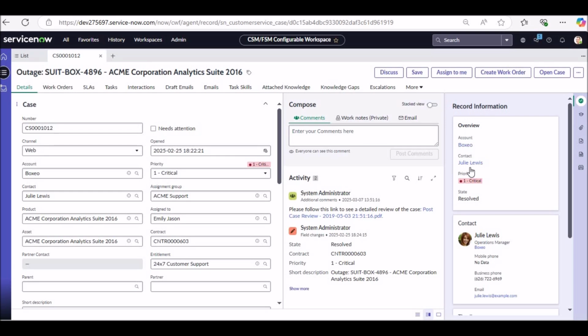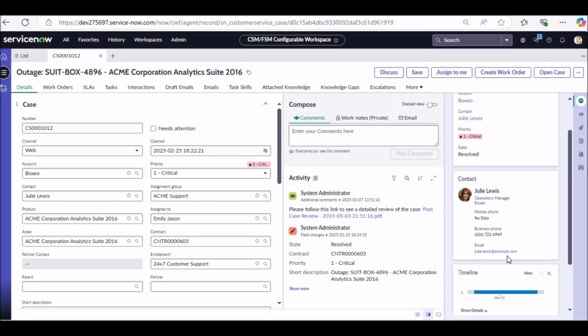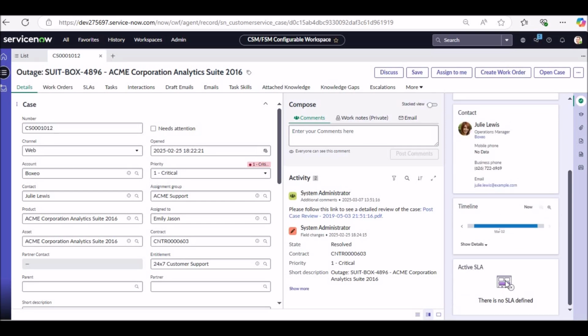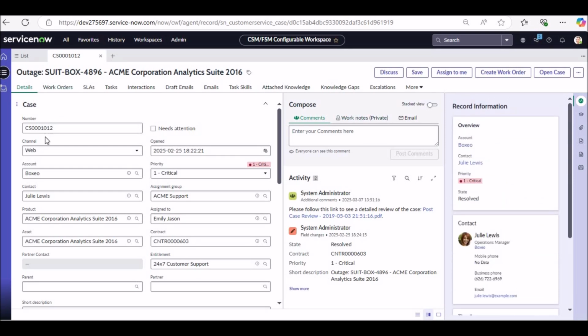All customer related information, the primary contact, the priority of this particular case, all these are mentioned here as well. Who is the customer, who is the primary contact, and if we see more details like email, phone, and other details, we can see them here. The SLAs are also timelined and mentioned here. This particular case has all basic details as well as any related links to the case.